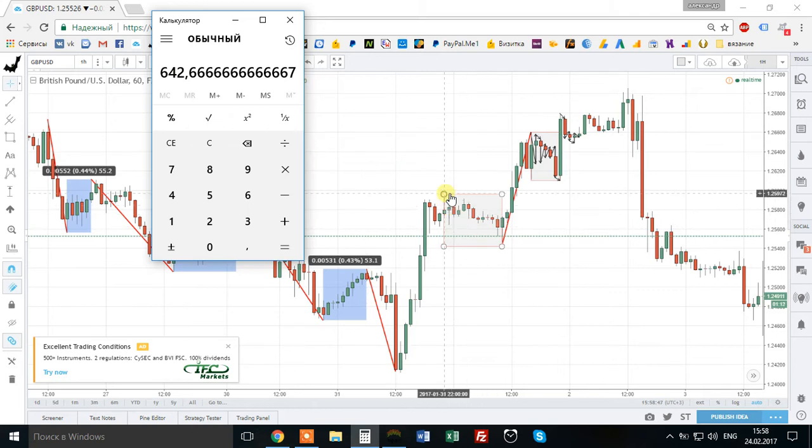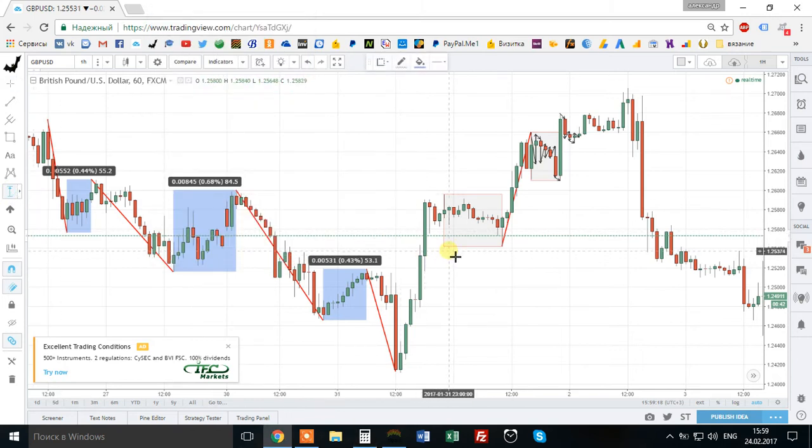So my correction is considered valid if it has a valid zigzagging structure and it should not be less than half of the average correction size. Average correction size I have abbreviated as ACS. So the correction should not be less than half of the ACS. So we should divide it by 2, and this should be 32.1. Let's measure this correction.